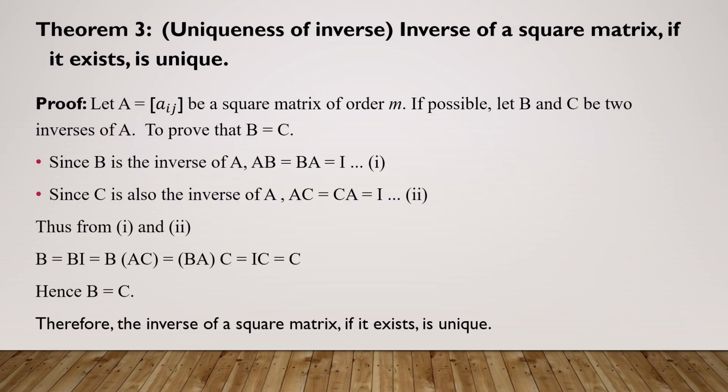Now you know that if you change the position of the bracket, it will not change the result. So B into AC is the same as BA into C. But what is BA? By the first equation it is I, the identity matrix. So I into C, but I into C is C. So basically we have shown by simple maths that B and C are the same. That means we have proved that the inverse of a square matrix, if it exists, is always unique.